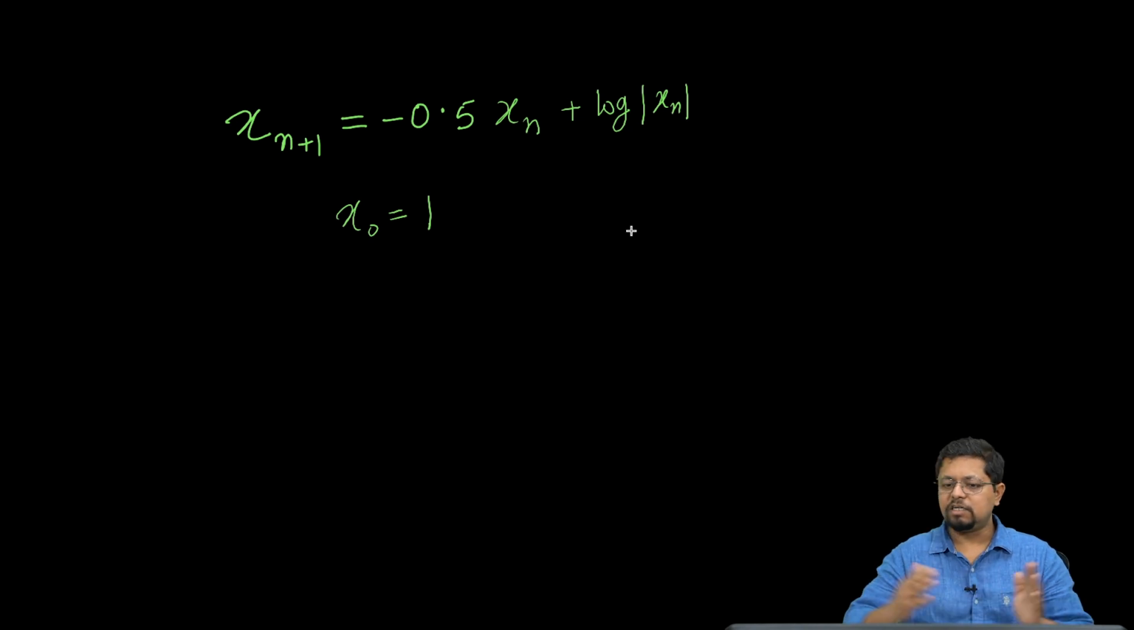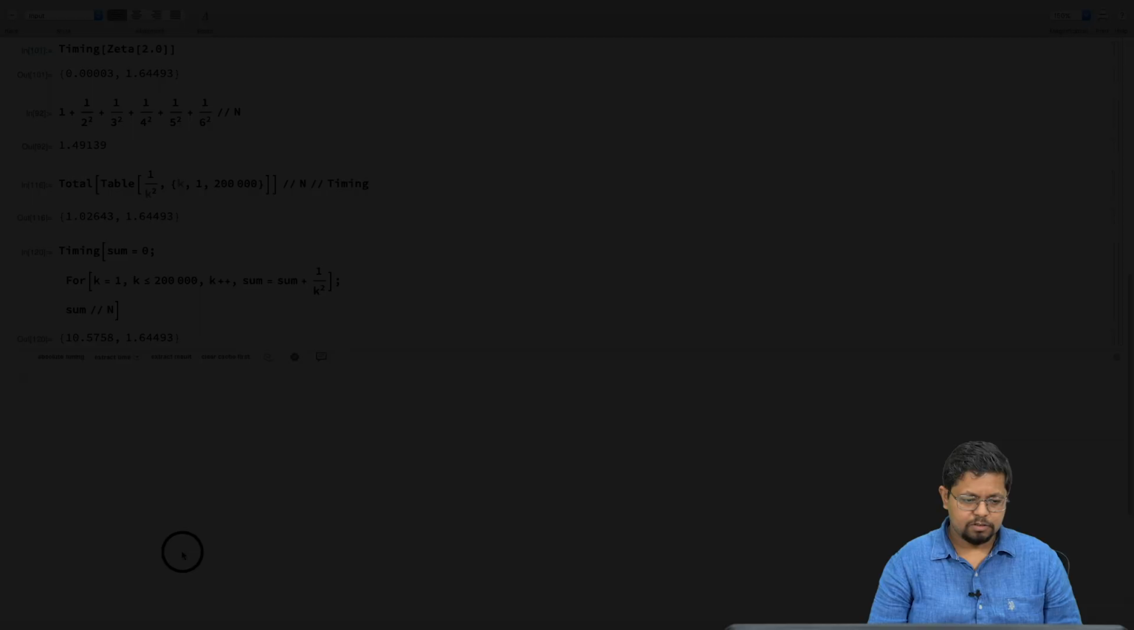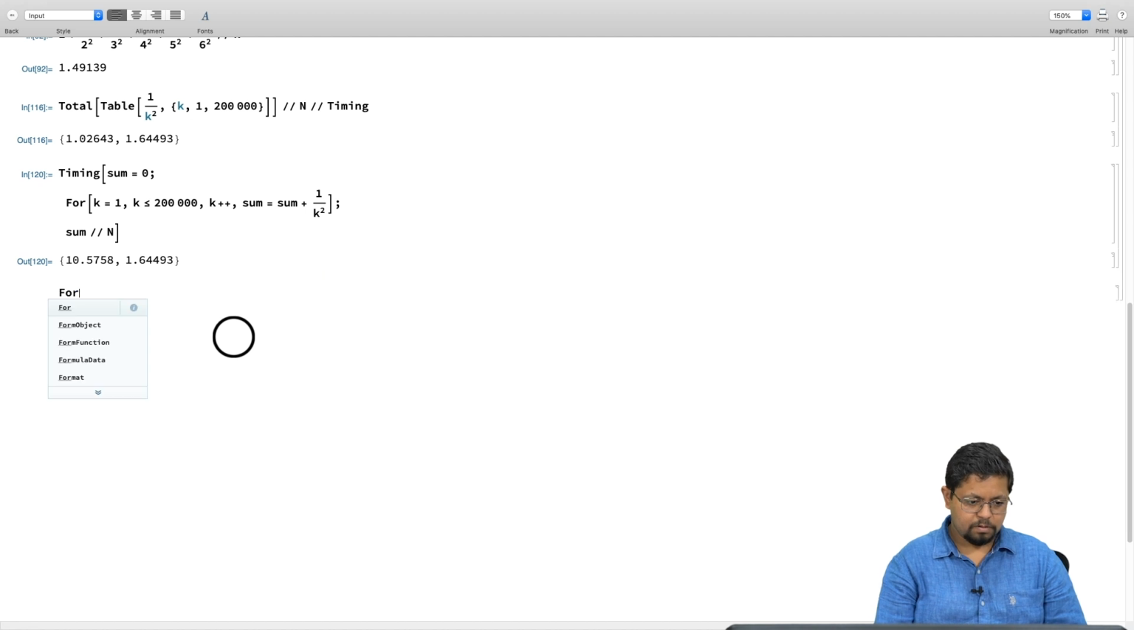I cannot generate the entire sequence. I do not know the entire sequence in one go. I have to depend on the result of the previous step in order to find out what's happening now. So let's go ahead and do this by writing a for loop. So here is my for loop.